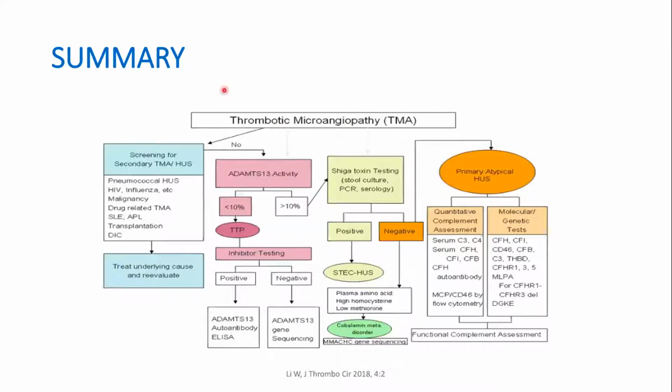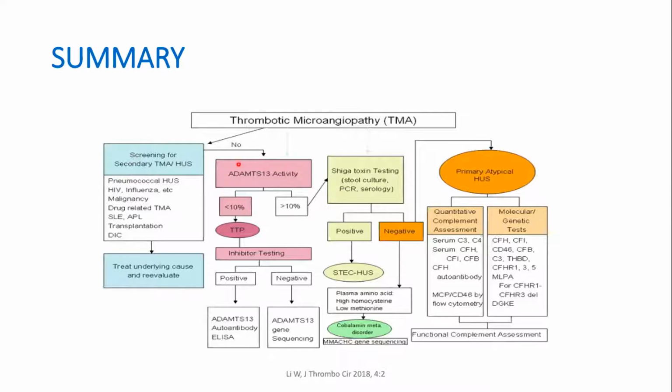So this is a summary of my talk. First and foremost, we have to label TMA if there is thrombocytopenia and evidence of MAHA. If it is there, we have to rule out the secondary causes by doing appropriate screening methods. Because secondary TMA is more common than primary TMA, we should look for the secondary causes. If negative, then we have to evaluate the ADAMTS13 activity.